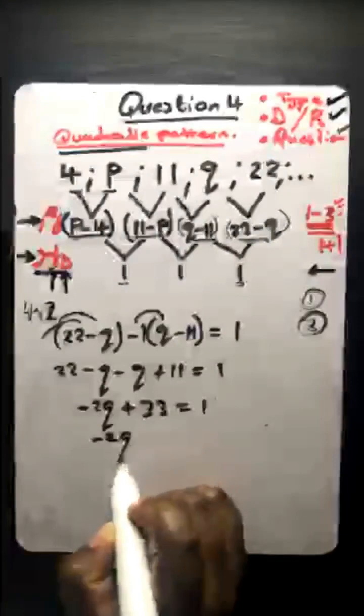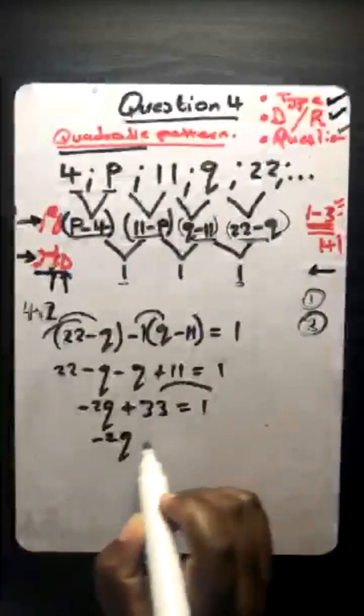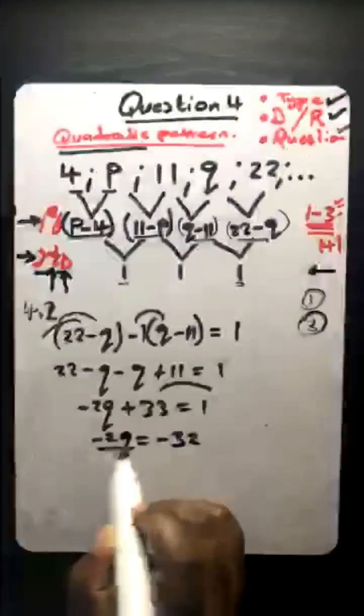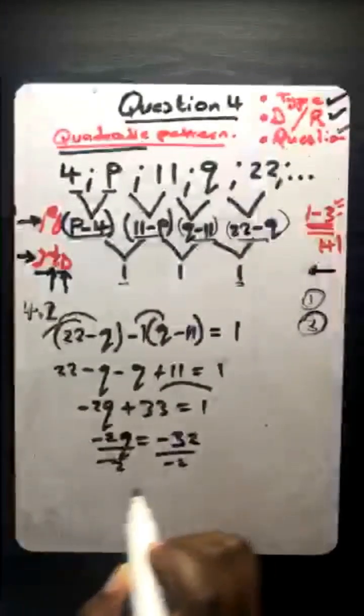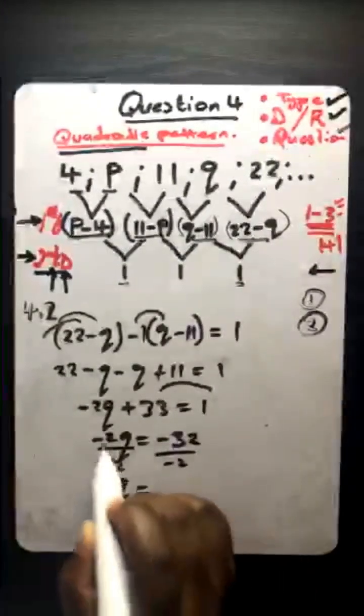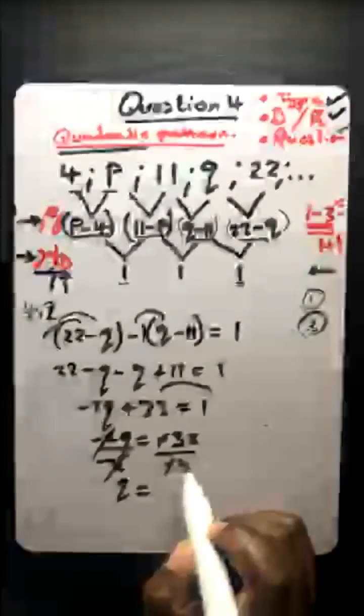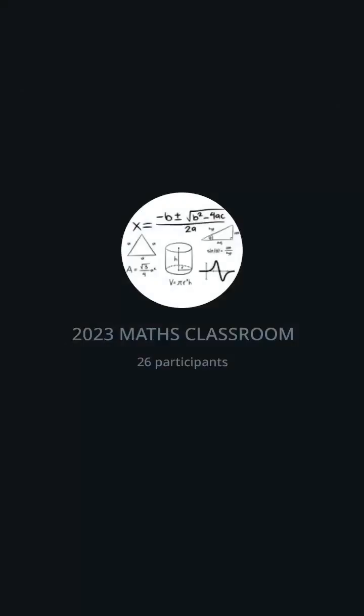So negative 2Q, you take that to the other side, it becomes what? I think it's negative 32. Then divided by negative 2. Then what are we having? Cancels, cancel. What is that? I think 30 divided by 2 is 15, plus 1 is 16.